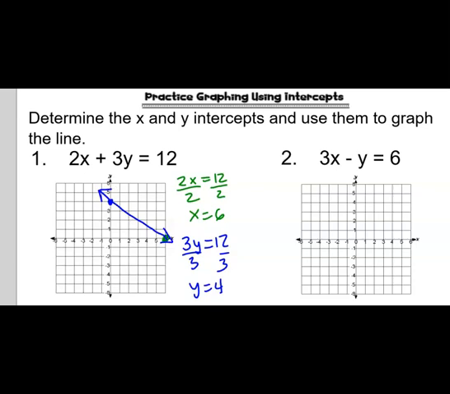Over here for question number 2, the first split would be 3x equals 6, or x equals 2, and our y-intercept would be negative y equals 6. And if we divide both sides by negative 1, we would get negative 6 down here. And that's how you graph using x and y intercepts.